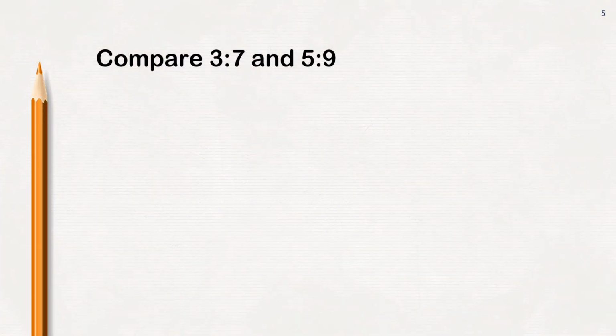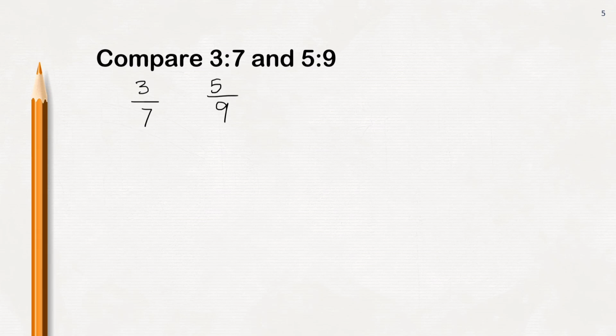Look at one more example. Here we need to compare between 3 is to 7 and 5 is to 9. So we first will write the given ratios in fractional form. That is 3 by 7 and 5 by 9. So here 3 by 7, 5 by 9 means it is in unlike fraction which needs to be converted into like fraction. Like fraction means both should have the same denominator. To find out the same denominator, first we will have to find the LCM.